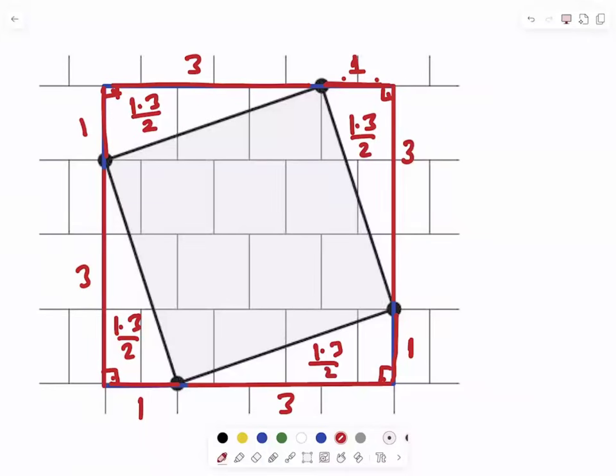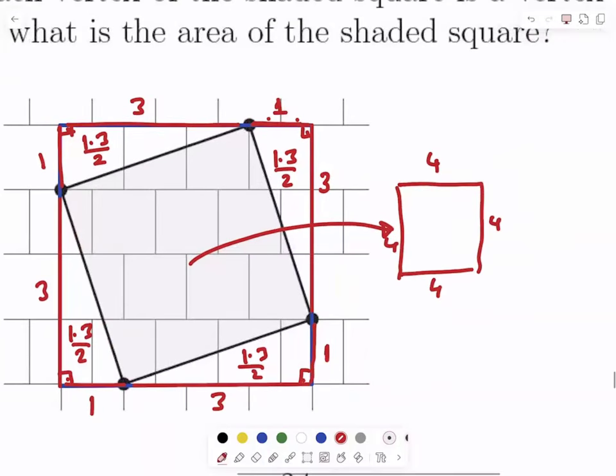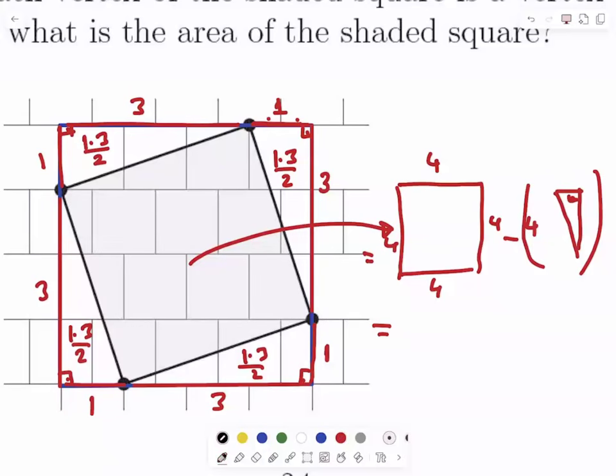Then how do I find the area of this shape, Yusuf? The large square, right? First, you have to find the big square. The area of the big square is 4 by 4, right? Yeah, 16. Take away four small triangles, right? That's going to be 16 minus 4 times 1.3.